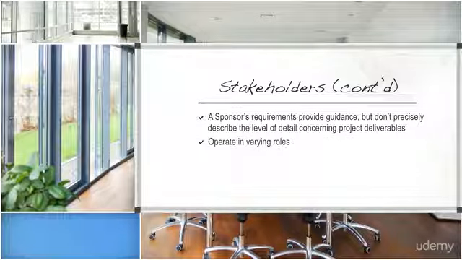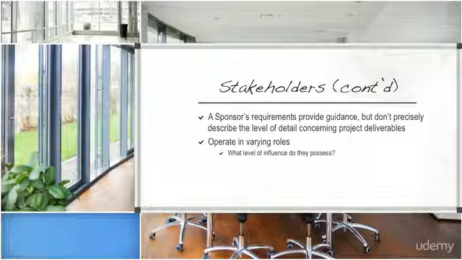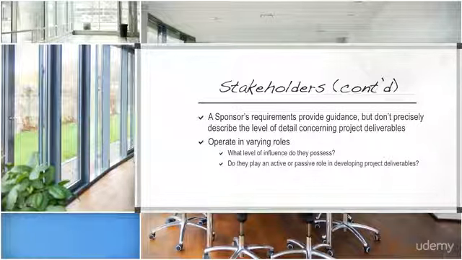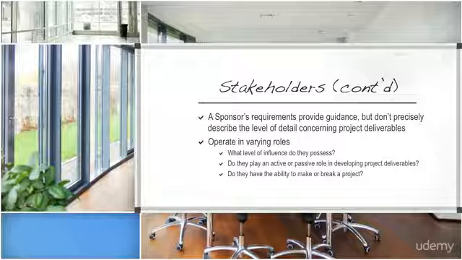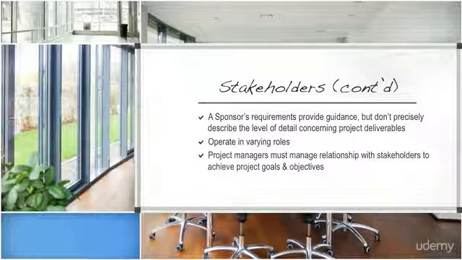Additionally, when analyzing stakeholders, there can be a focus on the role the stakeholder plays. Are they influential in their decision-making process? Do they play a passive role in developing project deliverables? Do they have the ability to make or break a project? It is important for the project manager to be aware of the position a stakeholder has as it pertains to the project, and then to be able to manage that relationship to achieve the goals and objectives of the project.